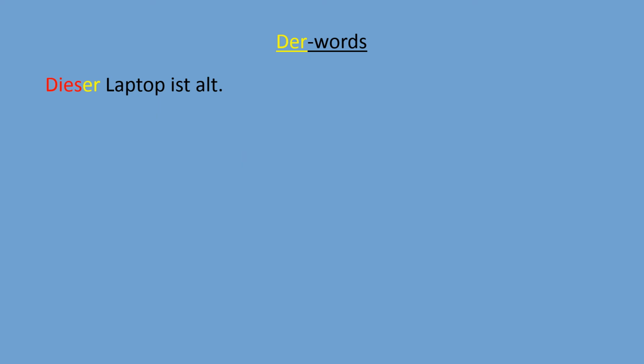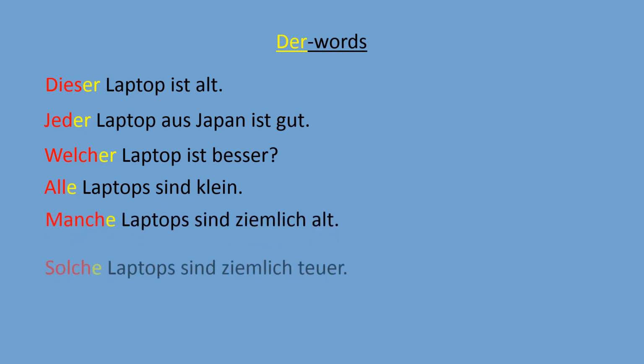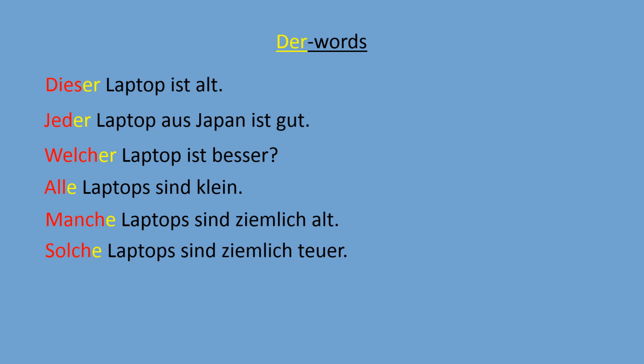In your textbook on page 353, you will see the list of these der-words. One of them is dieser, another one is jeder, which means each or every. Next is the question word welcher, which means which one. Then alle, manche, which means some, and solche, which means such. As you see, they are all used with specific endings, which we always must change. It depends on the gender of the nouns and in which case they are.